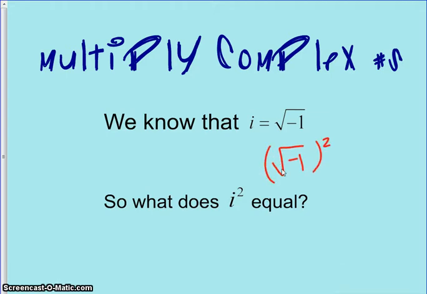Now remember that square root and square, they are inverses of each other. So what happens is the square root and the square will cancel each other out, and I will get that i squared equals -1. So that's very important because when we multiply, we're going to multiply two imaginary parts together and end up with something i squared. So we'll have to convert that i squared to a -1.